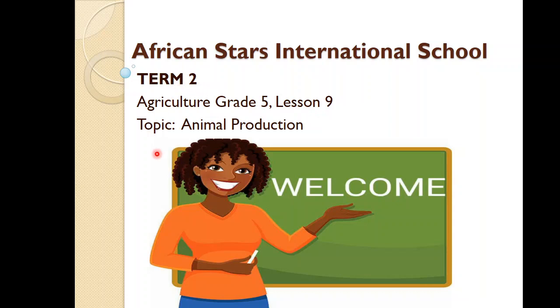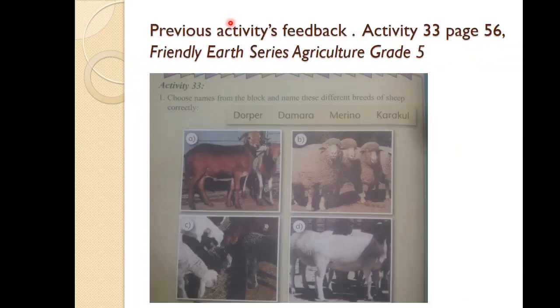Today we'll still continue with animal production, but looking at the poultry and other types of animals that people farm with. Before we start with our lesson, let us look at the answers to the previous activity, activity 33 on page 56 in your agriculture textbook.